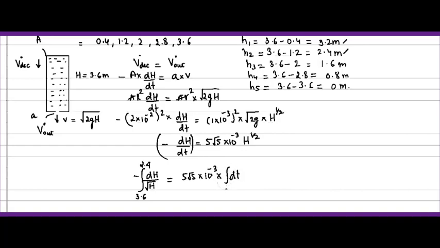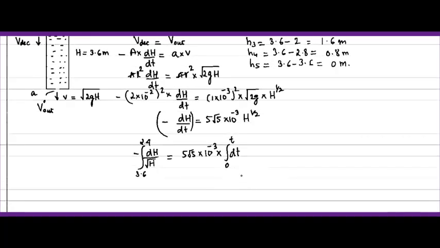Now when you integrate on this side 0 to t, this will give you the time interval between two successive resonance. Now when you solve this integral, you will get simply under root h upon, this will be nothing but 1 upon 2, and you have to take the limits. Remember that these limits are in meter, and there is a minus sign here also, right? So this will be 3.6 to 2.4.